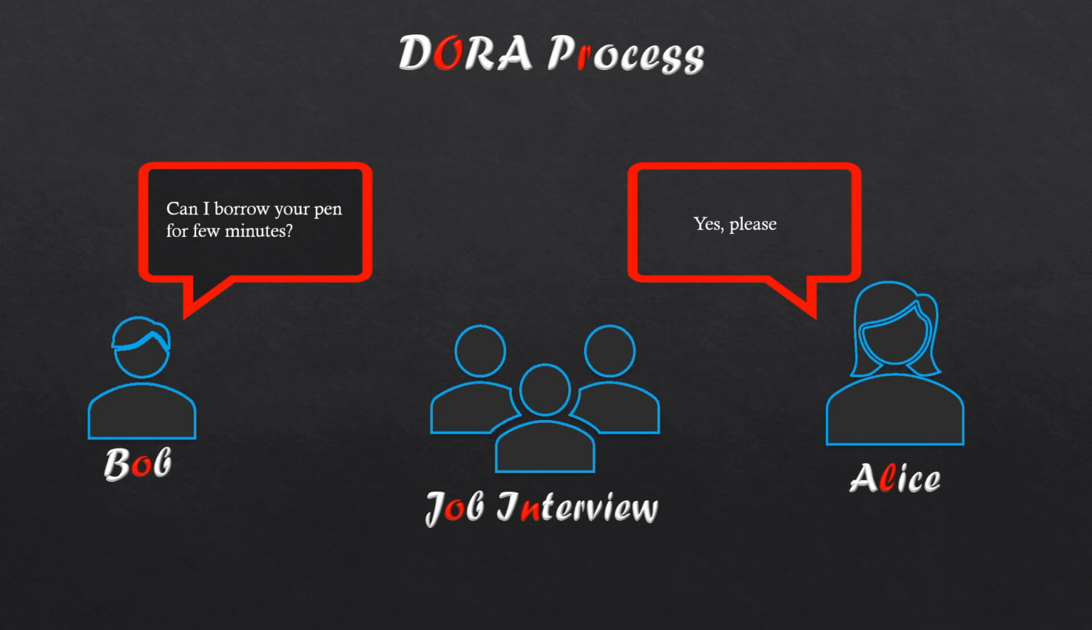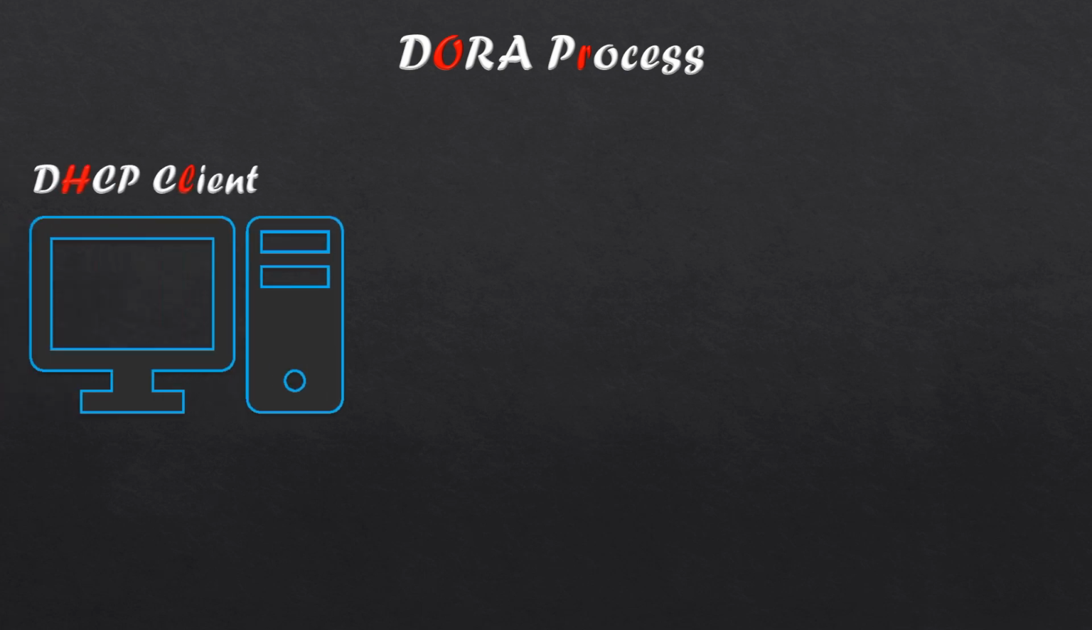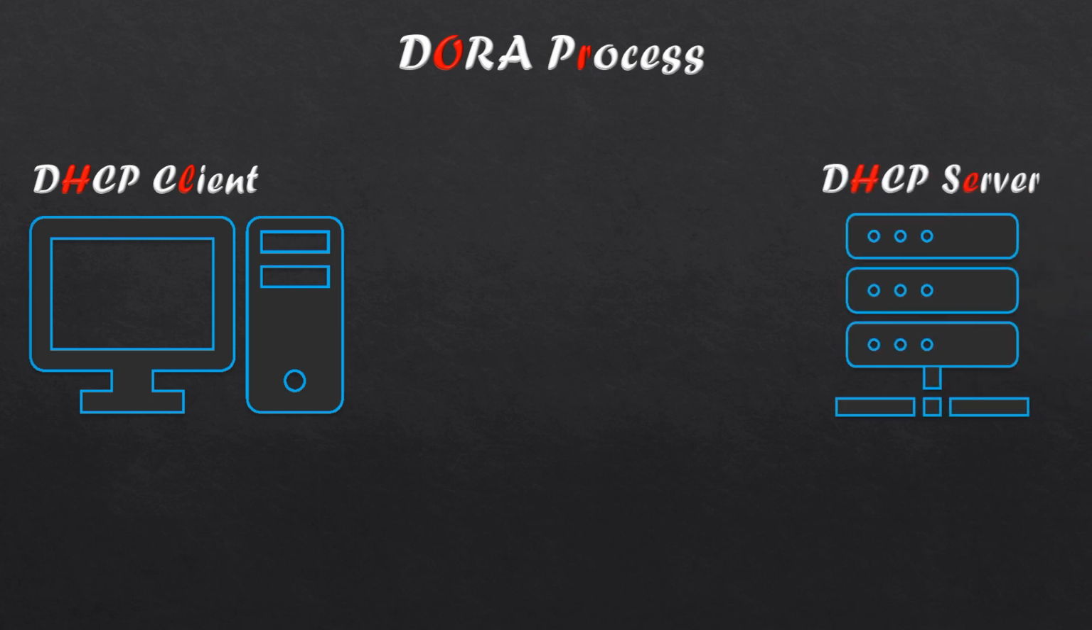Now the DORA process is also pretty much similar to this example. Let's take a look into that. Now let's come back to the actual DORA process. In this, the DHCP client is Bob and on the other end the DHCP server is Alice. The client won't be having an IP address at the moment it is plugged into a network. Now the client sends a message to all the devices connected across the network to provide an IP address, and this is the discover message.